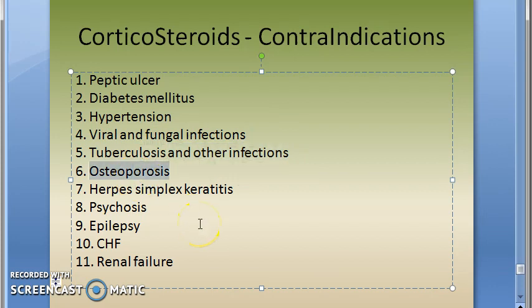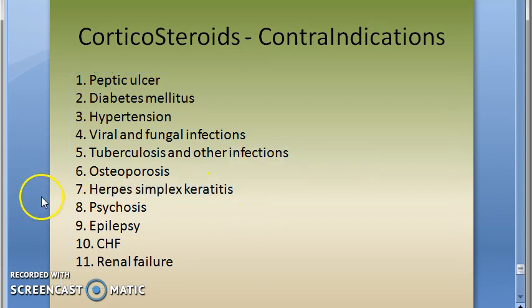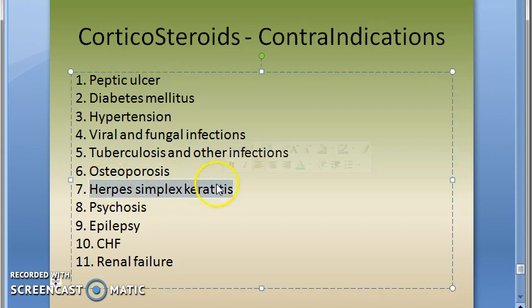Osteoporosis: if you use corticosteroids long term, the bone is going to be demineralized and osteoporosis can happen. So if there's already osteoporosis, you're not going to give corticosteroids. Herpes simplex keratitis: there is a lot of skin fragility happening because of corticosteroids. I'm guessing that's the reason they are saying this. This can also be an infection, so immunosuppressant.